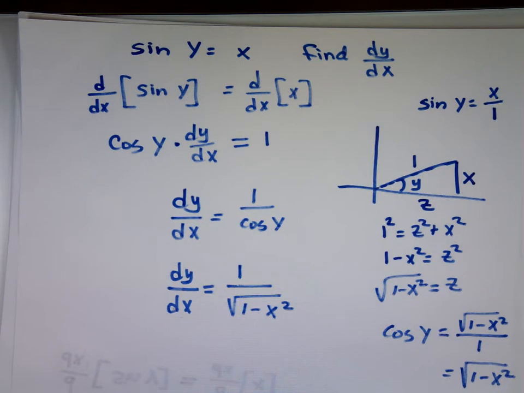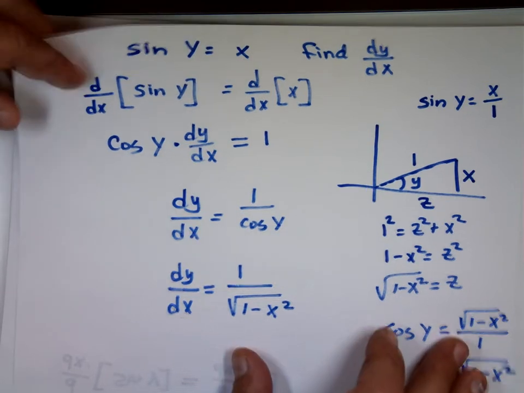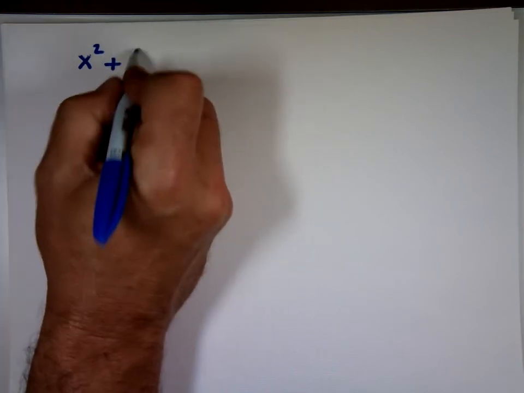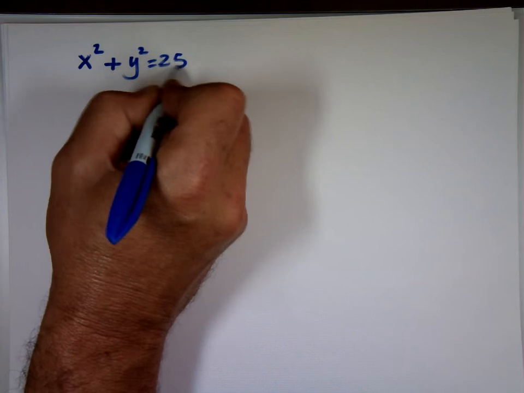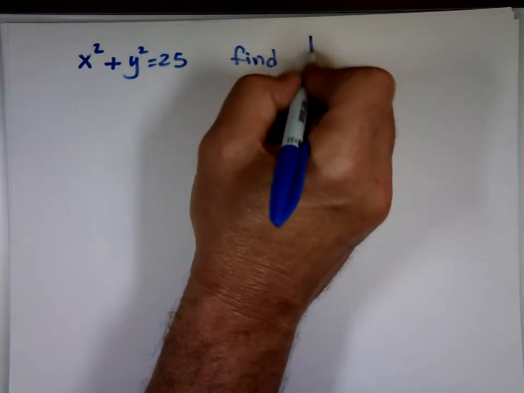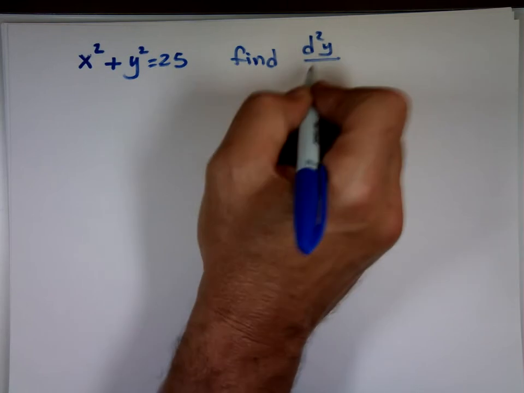Let's try another example here. Let's do a second derivative, implicit differentiation. Find the second derivative, d squared y over dx squared.